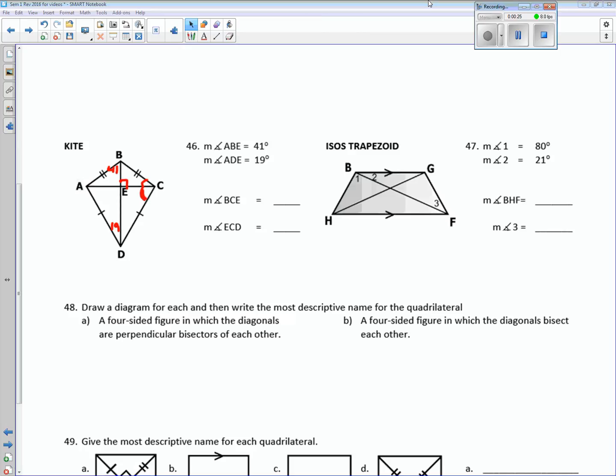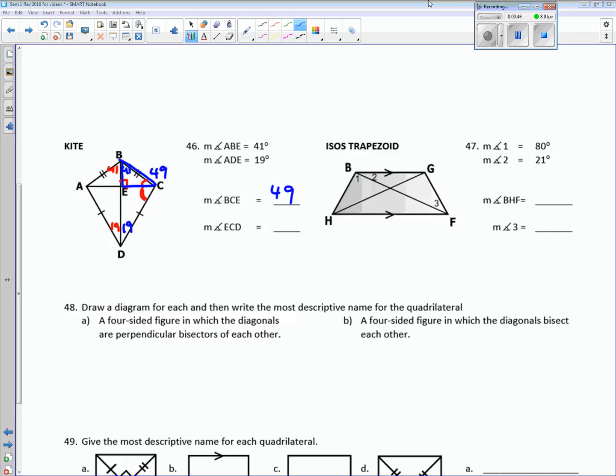Well, another thing that happens in a kite is the long diagonal bisects both angles, so that would be 41 and 41 at the top, 19 and 19 at the bottom. As far as BCE goes, here's a right triangle where one acute angle is 41. Subtract that from 90, and you're going to get 49 for the other acute angle.